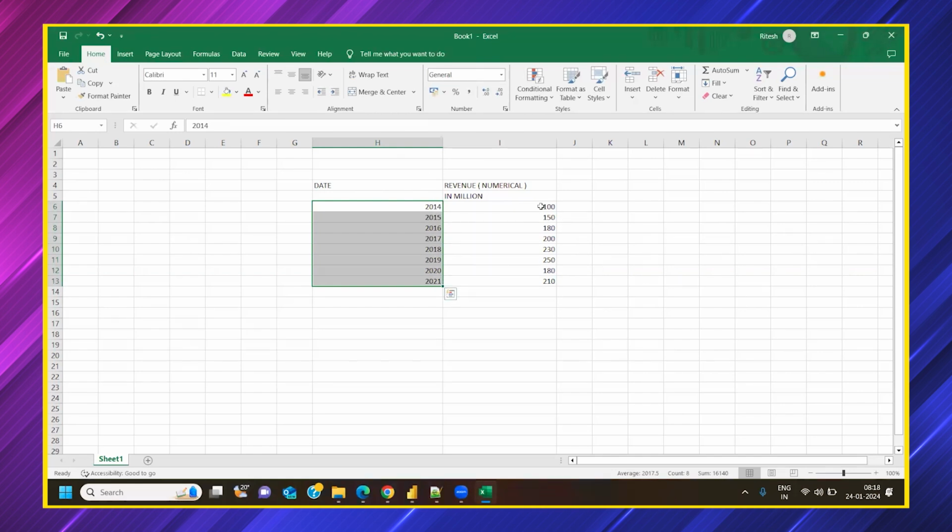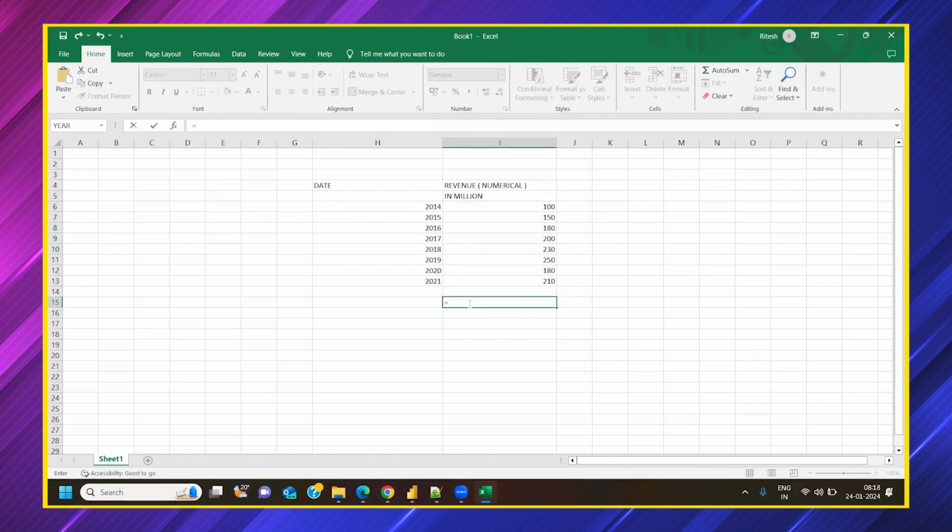In the case of a numerical value, if you sum up these values, how do I sum up? In Excel, we usually write a formula and select the number of cells. Now these are the cells I am selecting. This is the summation, the aggregate, 1500 millions. This numerical value, the revenue, if I sum it up, gives some information.